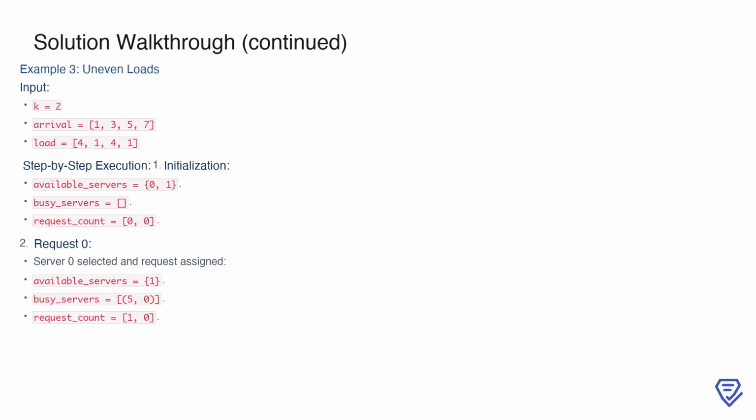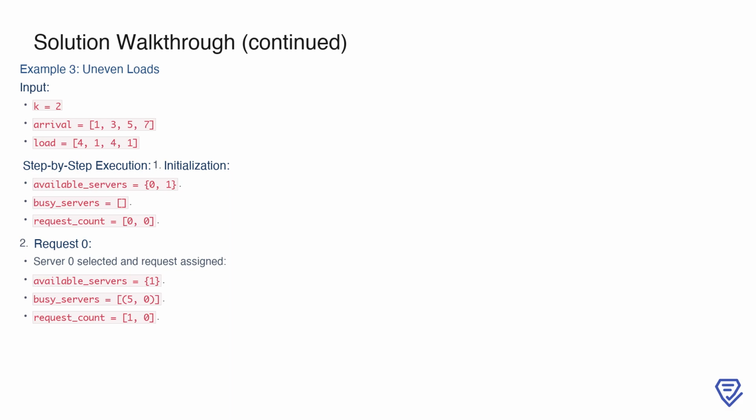In this example, we examine a scenario with uneven load distribution. We have 2 servers and 4 requests arriving at times 1, 3, 5, and 7, with varying processing times of 4, 1, 4, and 1 respectively. Initially, both servers are free, so the available_servers set contains servers 0 and 1, and the busy_servers heap is empty. The request_count array is initialized to 0 for both servers.